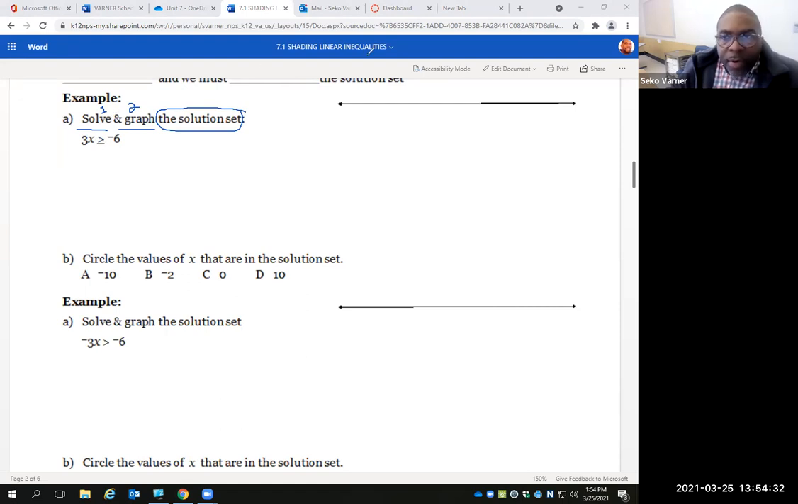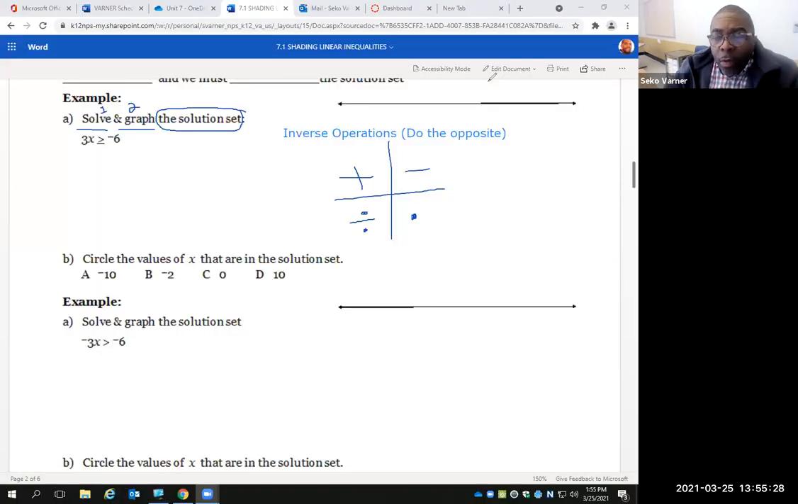So remember this. This is important to remember. We're going to do inverse operations, which means to do the opposite. And you might be thinking, Mr. Varner, you're doing the most. Well, when you do the most, you get the most. All right, so we're going to do inverse operations, which means to do the opposite. So here we have 3x is greater than or equal to -6. 3x is really 3 times x.